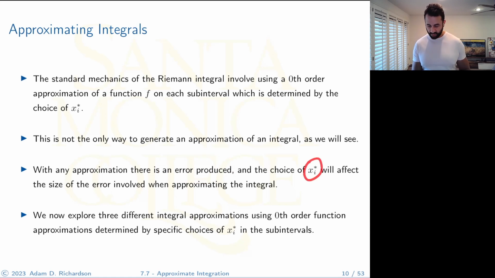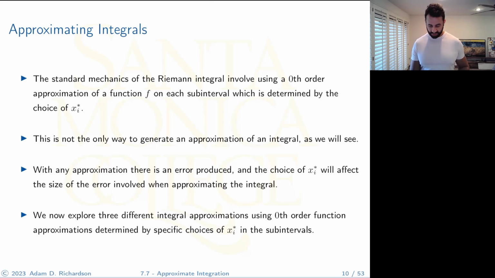And it turns out that the choice of sample point that you make affects the size of the error when you want to approximate the integral. So sometimes there is a better choice of x sub i star, and how you choose it changes the approximation and it changes the accuracy of the approximation.